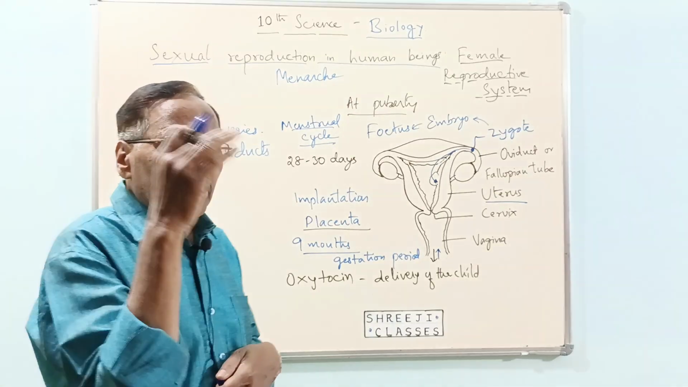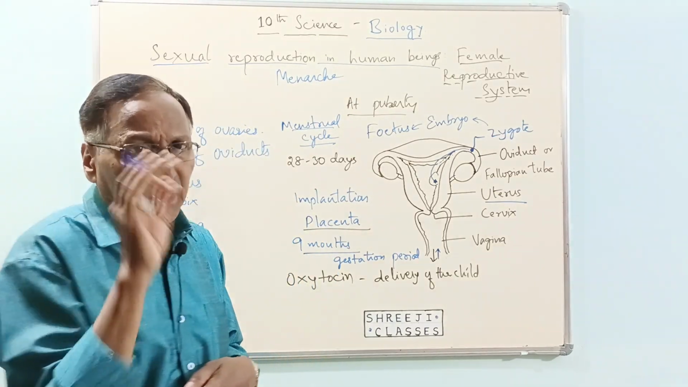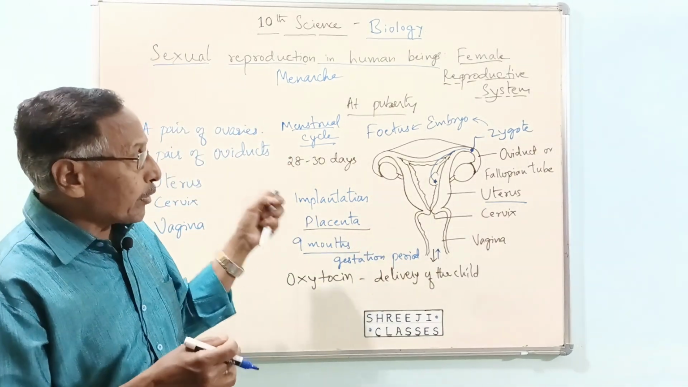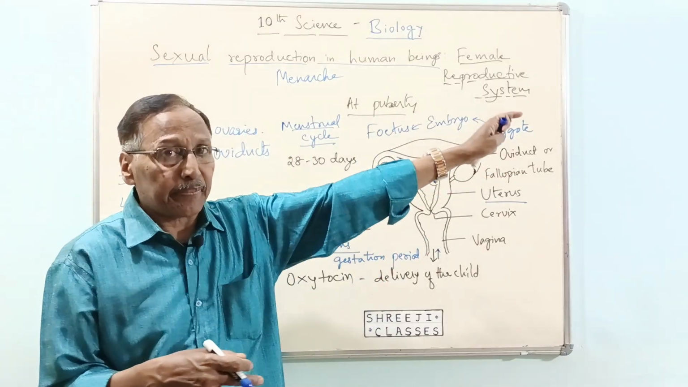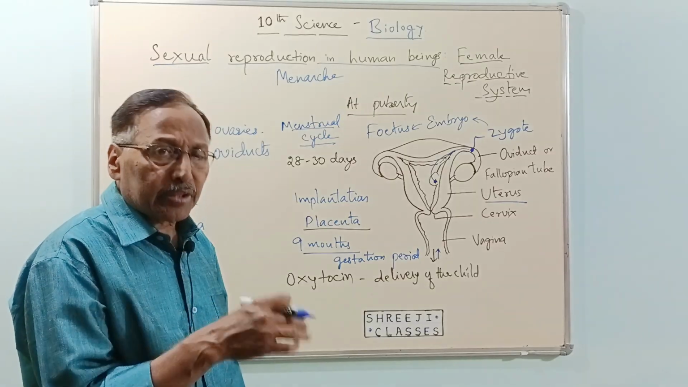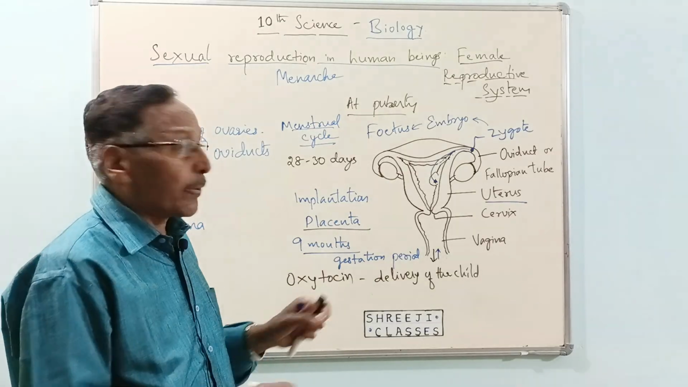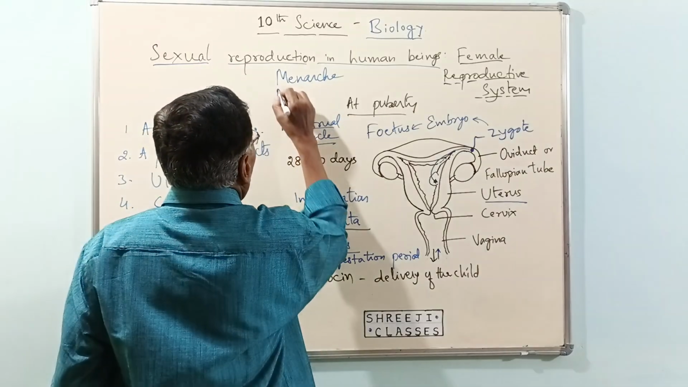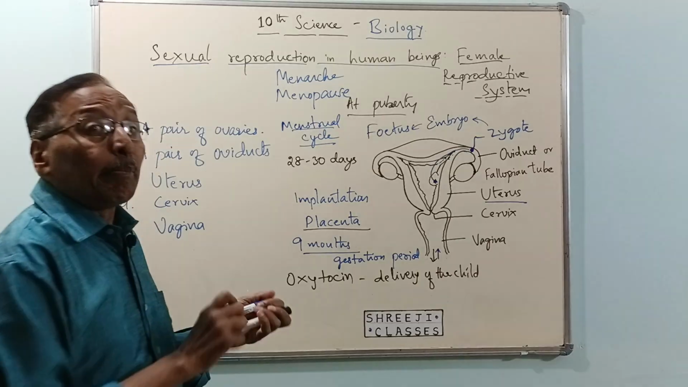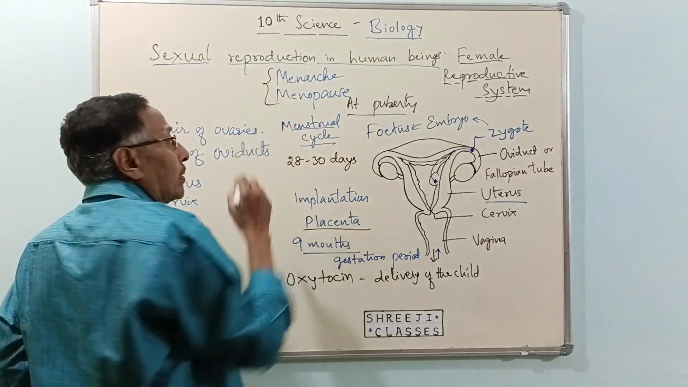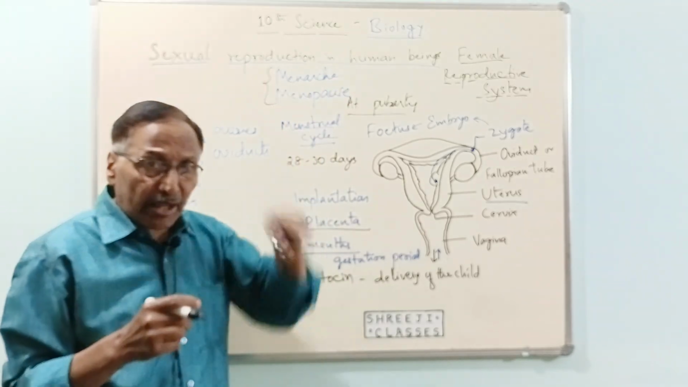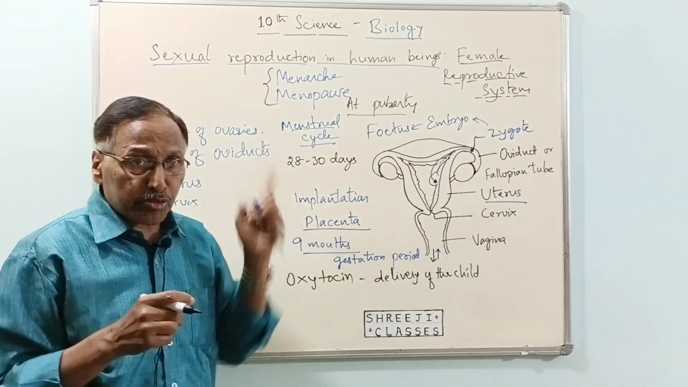And it continues up to the age of around 45 or 50, maximum up to around 50 years. The female keeps producing the eggs, releasing the eggs. And at one point of time, this egg production stops, or release of eggs from the ovary stops. That's called as menopause. Starting menstrual cycle is called menarche, and end of menstrual cycle is called menopause.